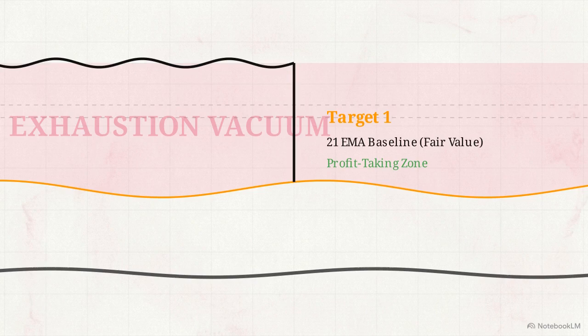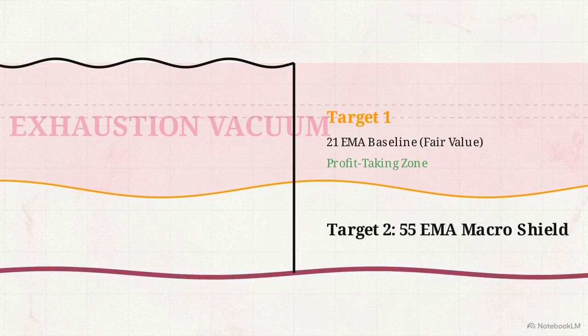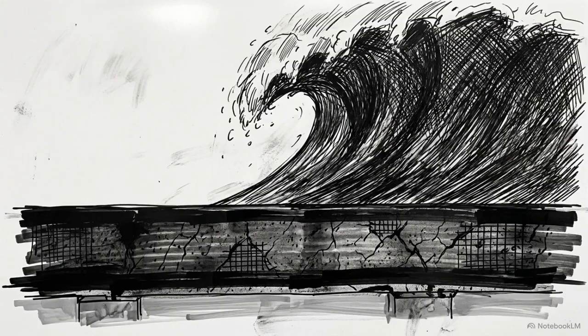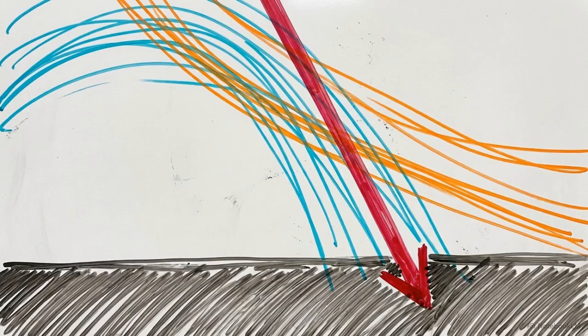Watch as the price line breaks straight through the 21 EMA, plunging until it slams into a much lower, thicker moving average. This is target 2, the 55 EMA macro shield, functioning as the macro ocean tide of the overall market structure. The extreme gravitational pull of a true mean reversion forces price downward through all the fast EMAs until it buries itself entirely within this baseline.